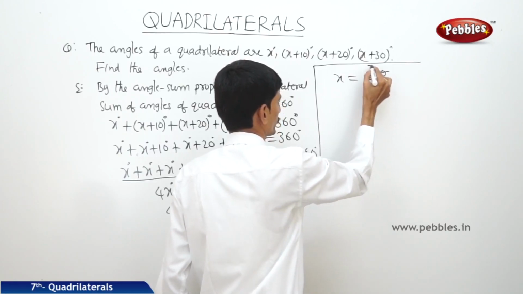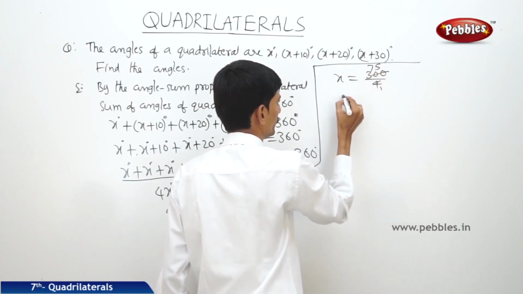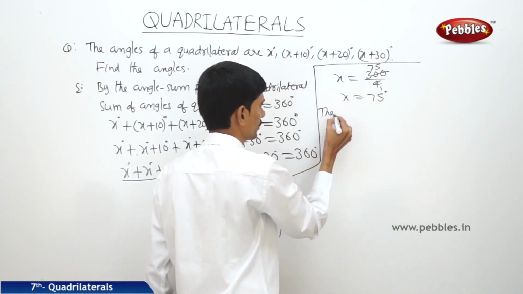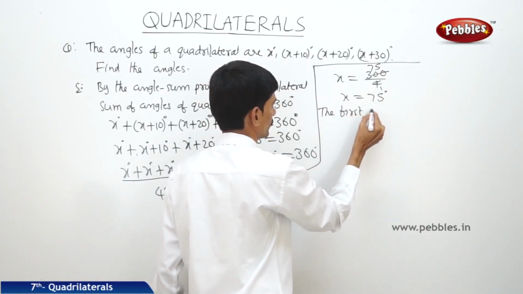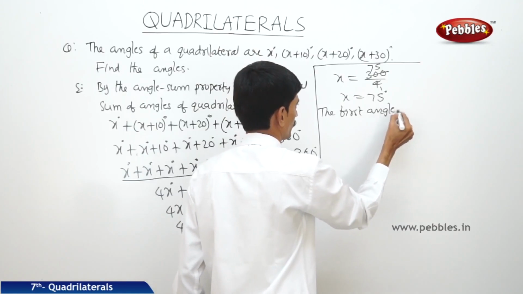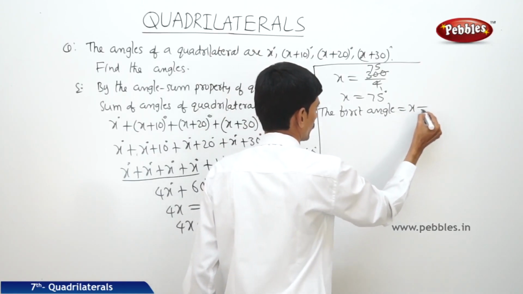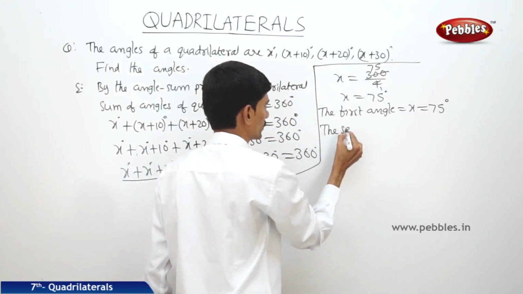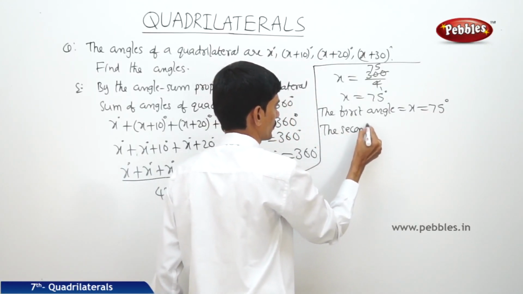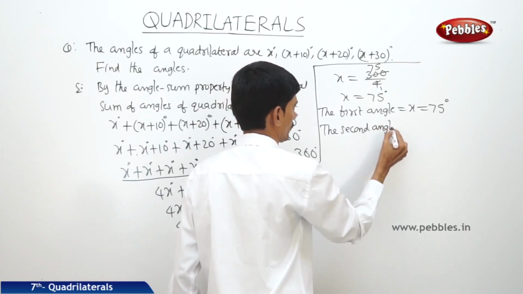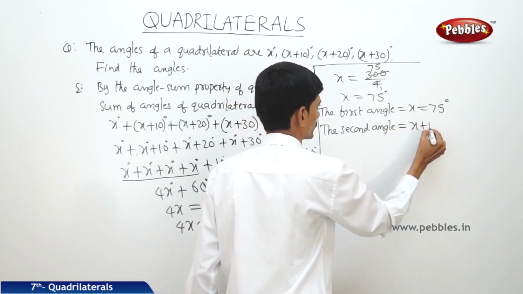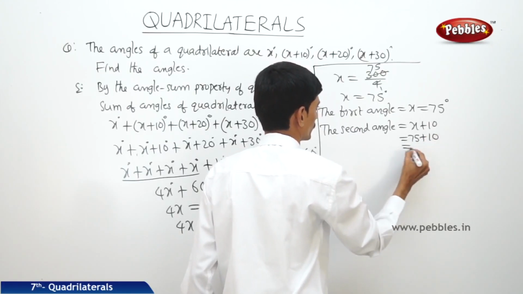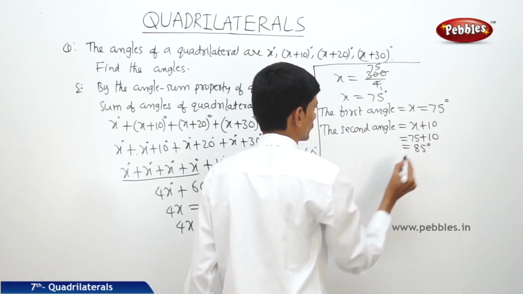4 ones are 4, 7 fours are 28, 4 fives are 20. So x equals 75 degrees. Now the first angle equals x, that equals 75 degrees. The second angle equals x plus 10 degrees. 75 plus 10 equals 85 degrees.